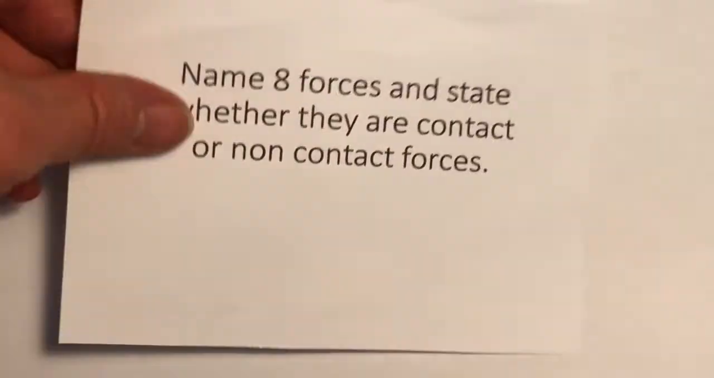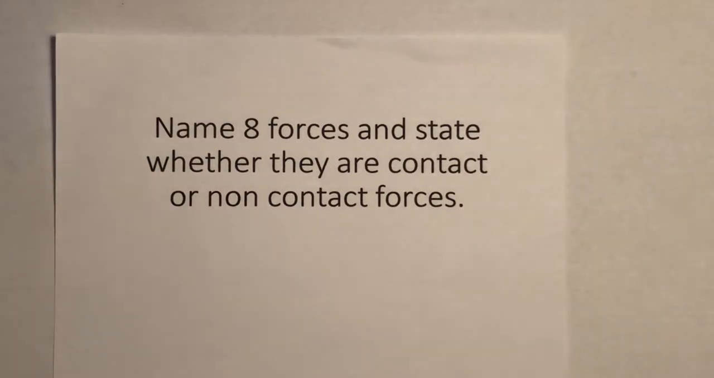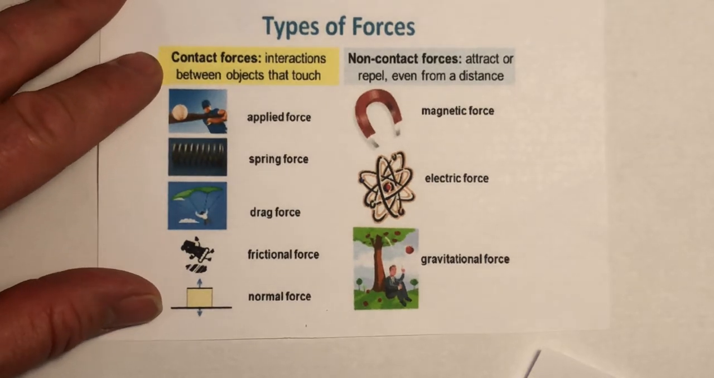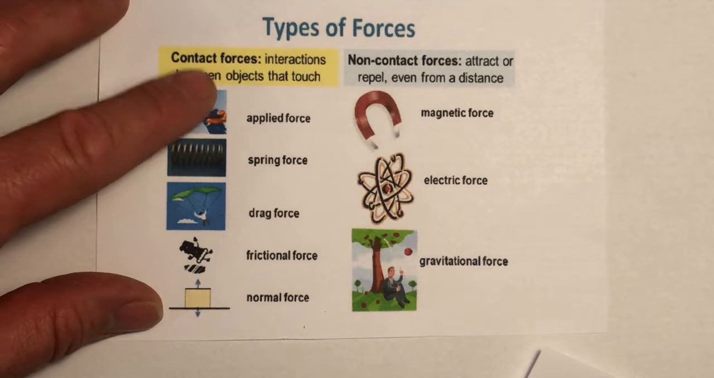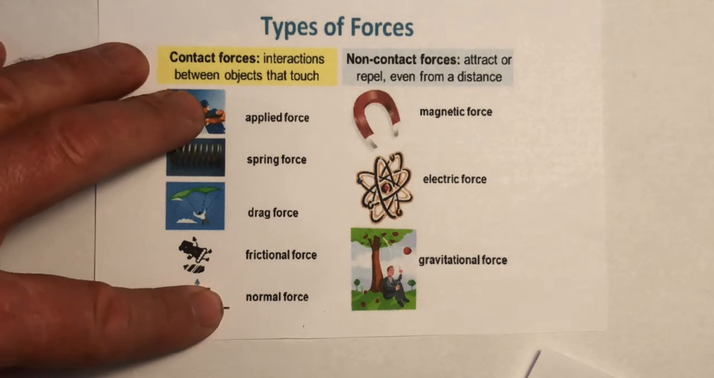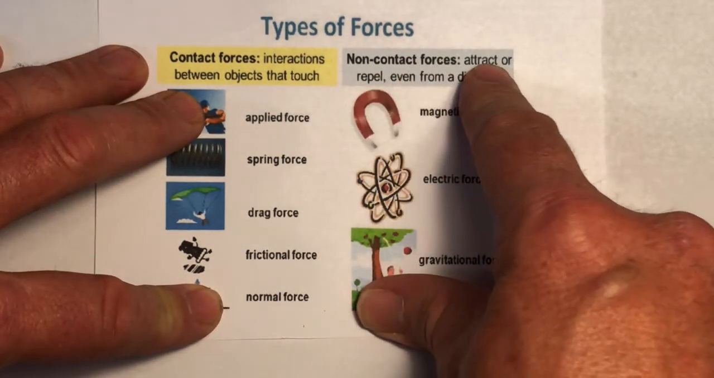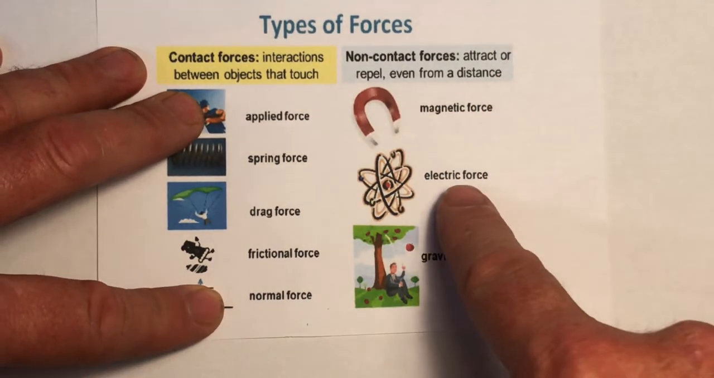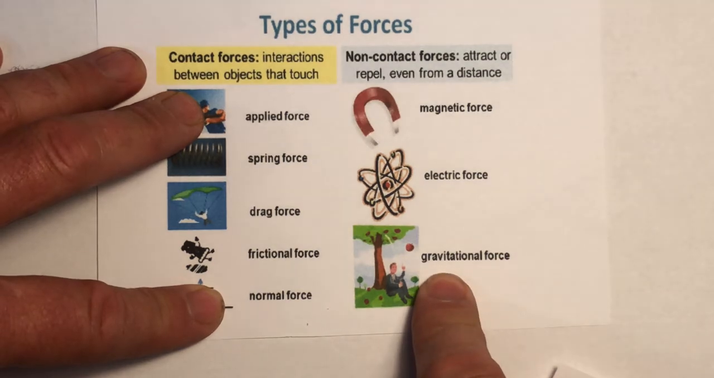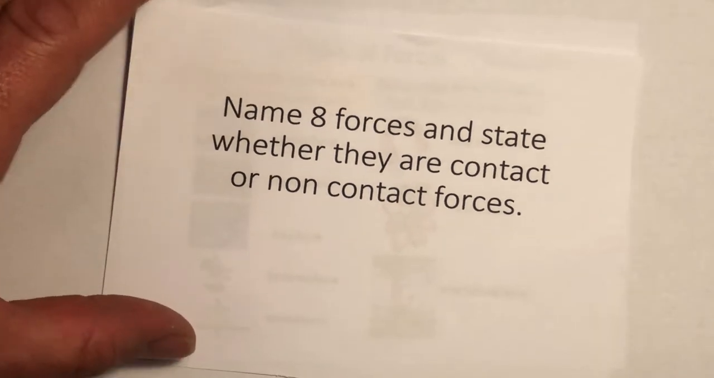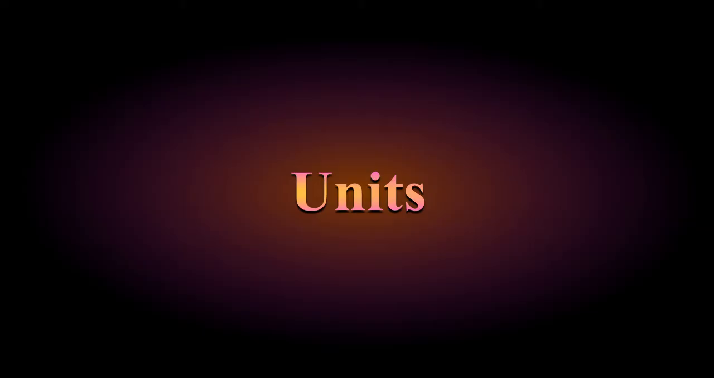So the question was, name 8 forces and state whether they are contact or non-contact forces. So I would say a contact force has interactions between objects that touch. Examples are applied force, spring force, drag force, frictional force, normal force. A non-contact force, where things are either attracted or repelled, are magnetic force, electric force, and gravitational force. That then answers the question, name 8 forces and state whether they are contact or non-contact forces.